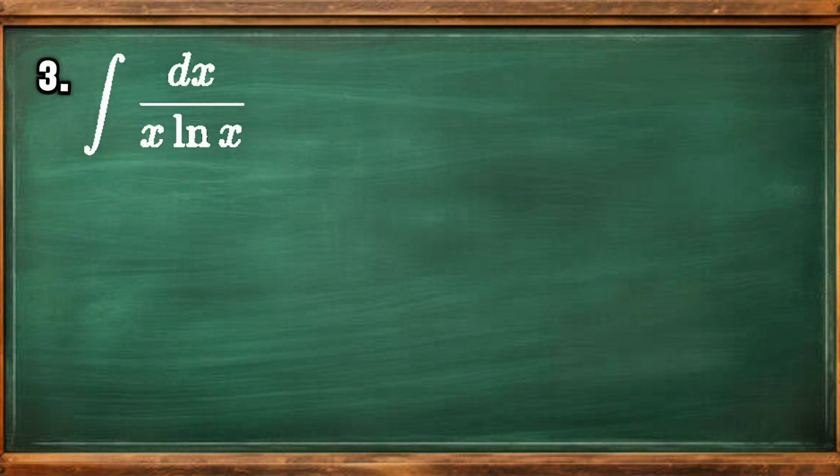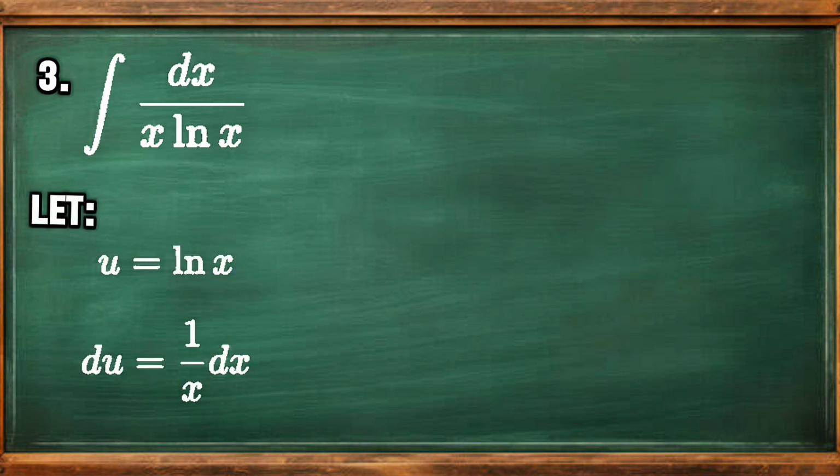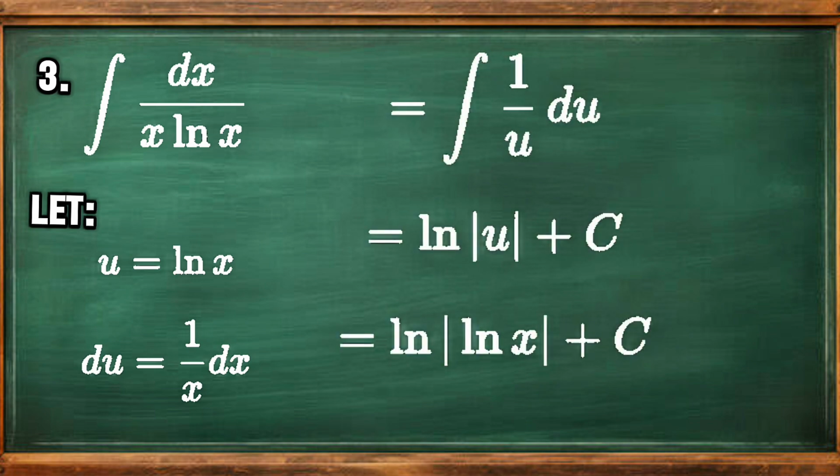To solve the integral of 1 over x ln x, we let u is equal to ln x, so that du is equal to 1 over x dx, which transforms the integral into integral of 1 over u du, and that equals ln u plus c. Then, substituting back the u, that's why we get the final answer ln x plus c.